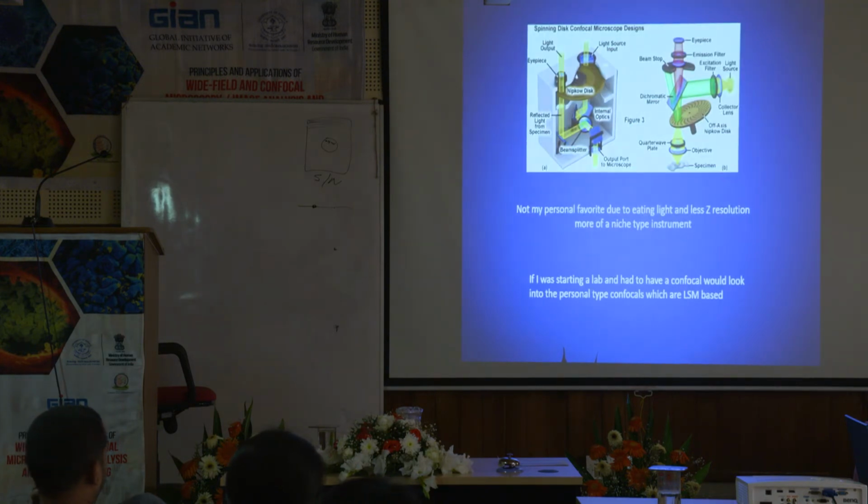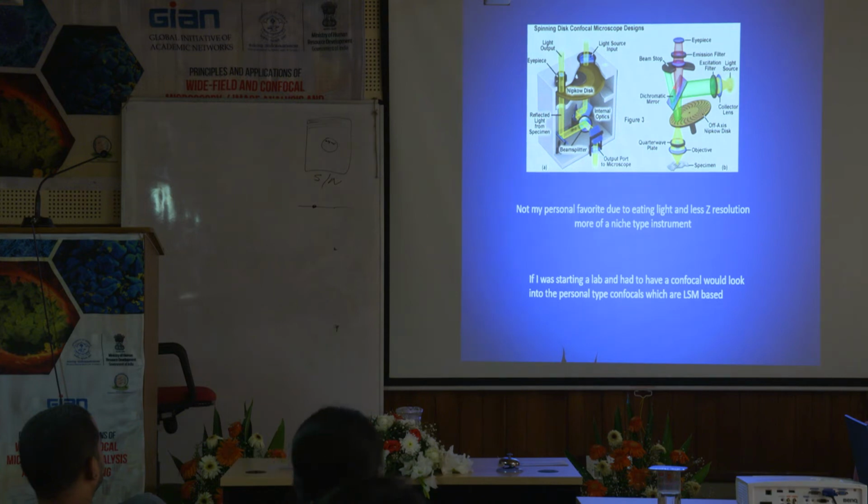So let's take a look at some of the architecture of how the spinning disc confocal is put together. The light comes in, you've got the spinning disc, and you've got the dichroic mirror here. There's a light source coming in, your excitation, and your emission filter, using certain wavelengths of light, and it goes through lots of pinholes at once. But like I said, it's not my favorite because it just eats a ton of light. It's more of a niche kind of instrument.